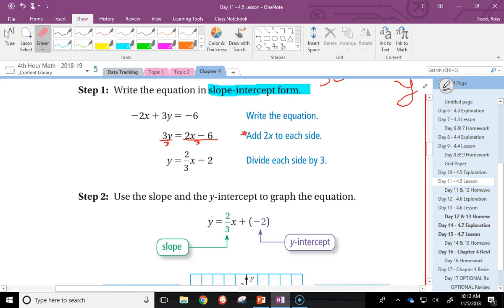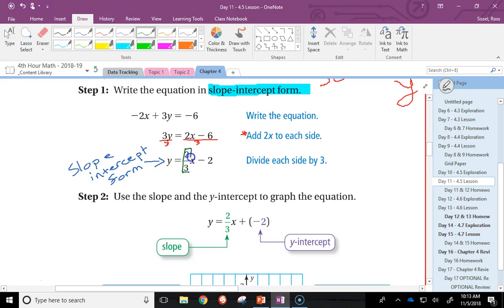This is now slope-intercept form right here. Y equals mx plus b. Y equals 2/3 x minus 2. Because of that, we know two things. Dylan, first thing, what is my slope of y equals 2/3 x minus 2? Perfect.